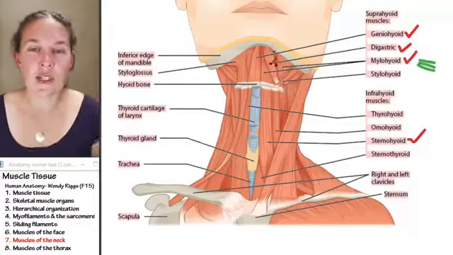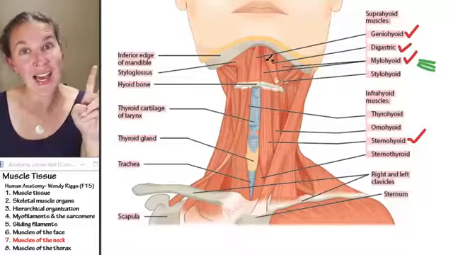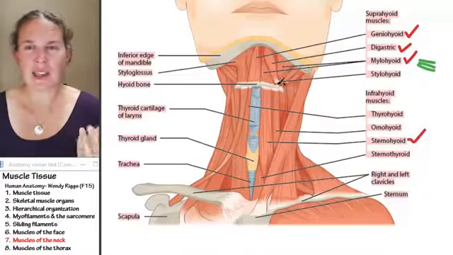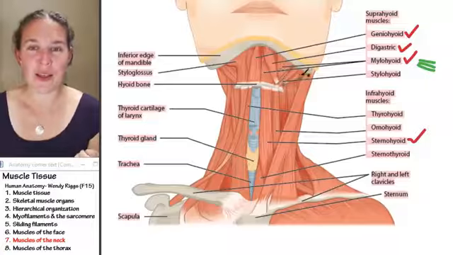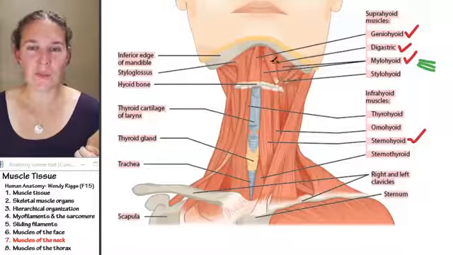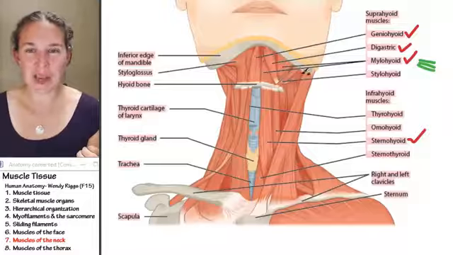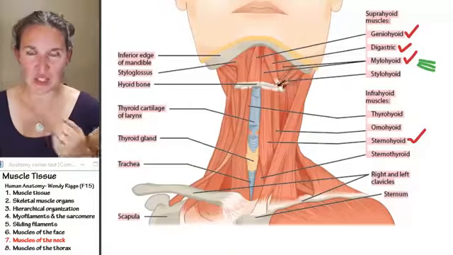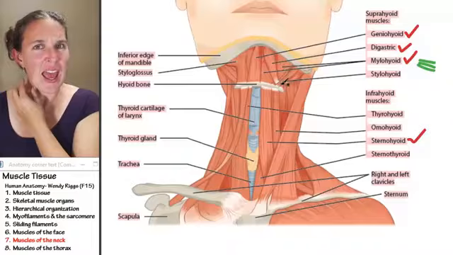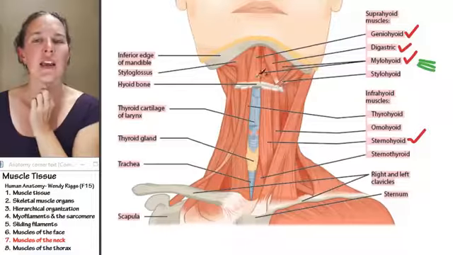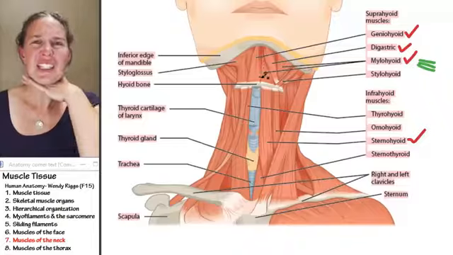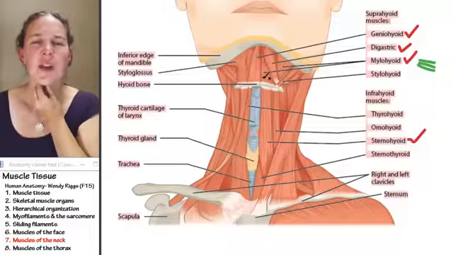Digastric is a weird muscle. It actually has two bellies. Gaster means belly. So the two bellies of digastric, here's one, and this is my other belly, and it comes down and hooks around the hyoid, and one belly heads posterior and one belly is in the floor of your mouth.